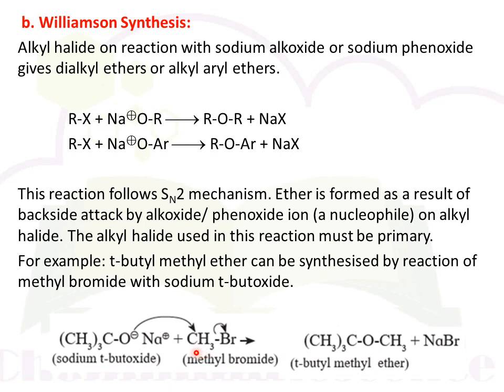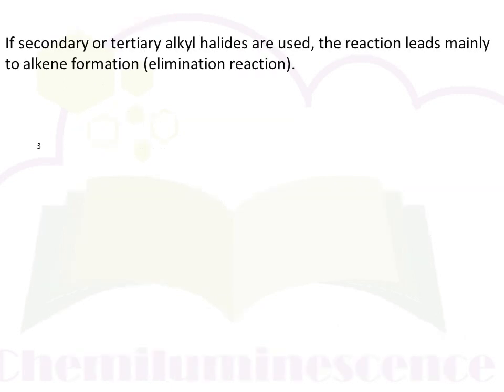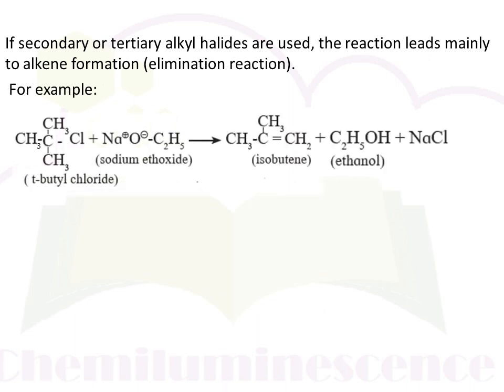In this reaction you can see the alkyl halide used is a primary alkyl halide. In this way, by Williamson synthesis, we can synthesize simple as well as mixed ether. If secondary or tertiary alkyl halide is used in Williamson synthesis, elimination reaction takes place. That means alkene is formed as a product. Let's see with the help of example.